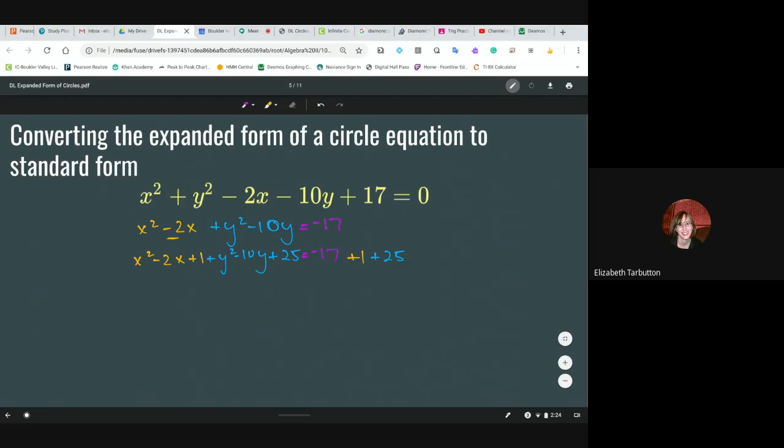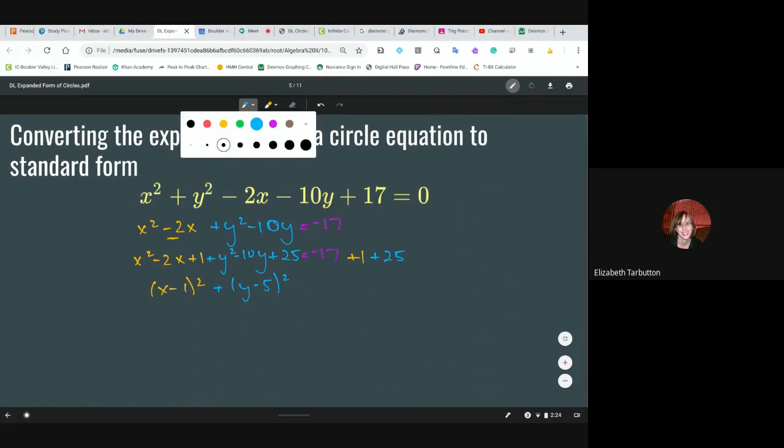Okay. And then I can simplify. Step 3 is still going to be simplifying. And I can do x minus 1 squared plus y minus 5 squared equals -17 plus 1 is -16. -16 plus 25 is 9. So then I can utilize this information to help me find the key features of my circle.